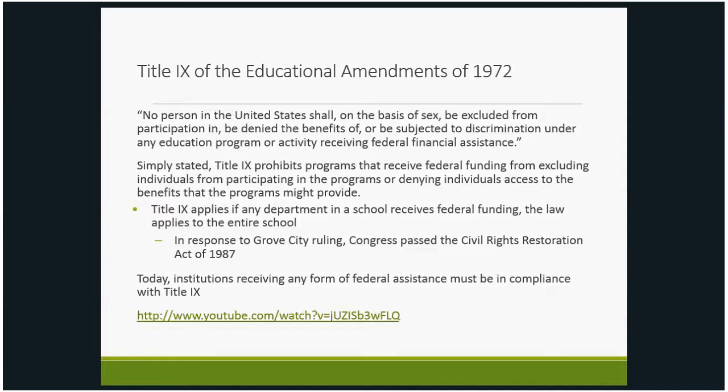Simply put, Title IX prohibits programs that receive federal funding from excluding individuals from participating in the programs or denying individuals access to benefits that the programs may provide. Title IX applies to any department in a school that receives federal funding. So if student financial aid is federally developed, a Pell Grant or some sort of scholarship fund that's federal, that would extend throughout the entire school.